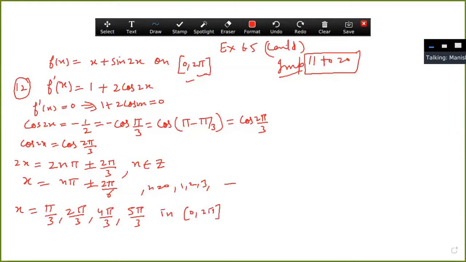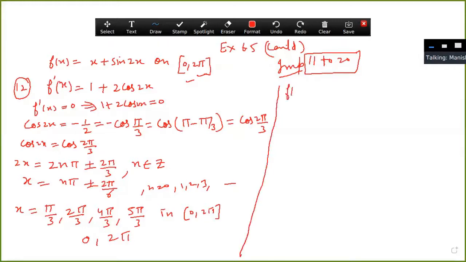Now our target is to get the maximum value. It means these are the points, including 0 and 2 pi. So in total 6 points are there at which you have to find the values. Let's see what the values are and which one is the maximum.